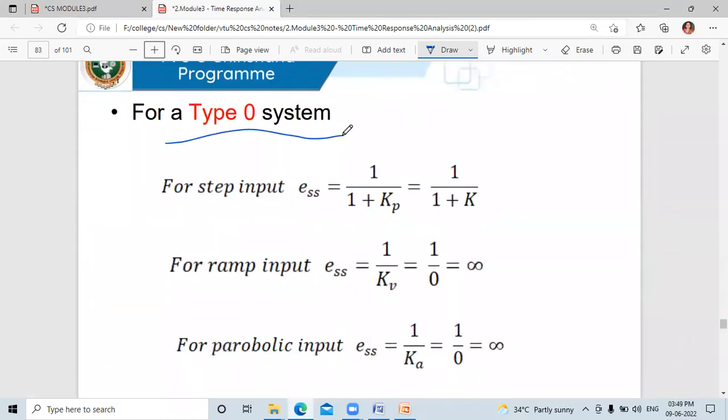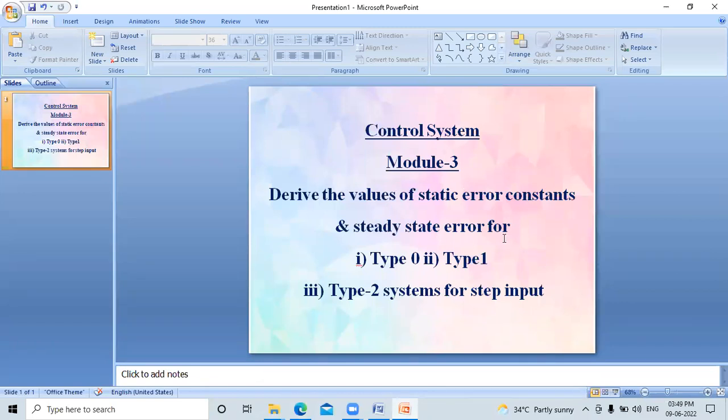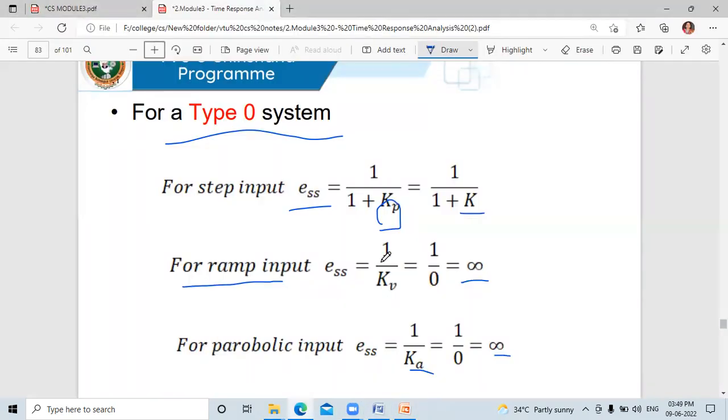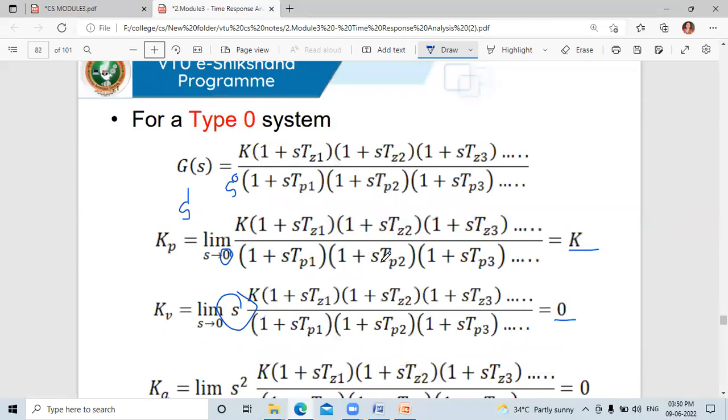So for a type 0 system, for the step input, ESS equals 1 divided by 1 plus Kp, where the value of Kp is K, which you substitute. For ramp input, Kv equals 0, so 1 divided by 0 is infinity. For parabolic input, the Ka value is 0, so 1 divided by 0 is infinity. So you need not solve from the start. What they asked is to derive the values of static error constants and steady state error. First you derive that for type 0 and type 1, and you write it down.